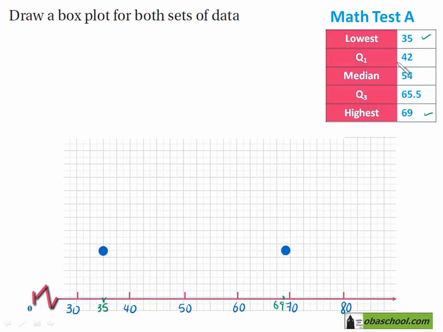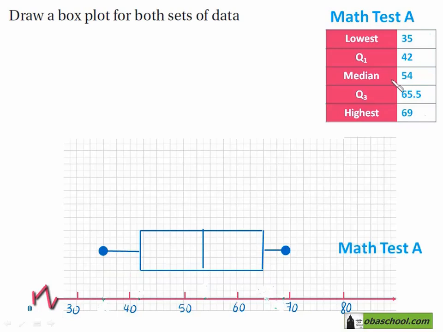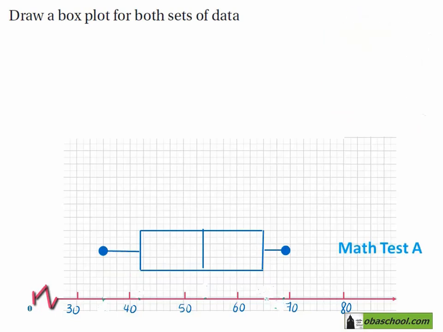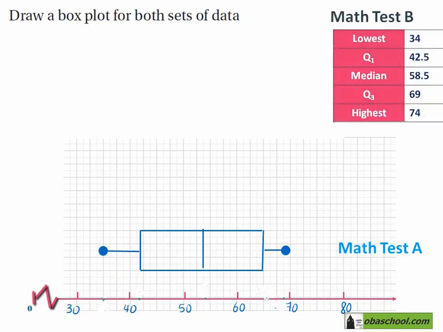Q1 was at 42, so I'm going to place it on the scale. The median was at 54, which we're going to add to the scale. Same for 65.5, the Q3. We draw three parallel equal length straight lines, and then we horizontally connect them, and we also connect the whiskers from the lowest and highest value all the way to Q1 and Q3 respectively. In the box plot, we have Q1 and Q3 separated in the middle by the median and connected by the whiskers to the lowest and highest value. Now this is the box plot for math test A.